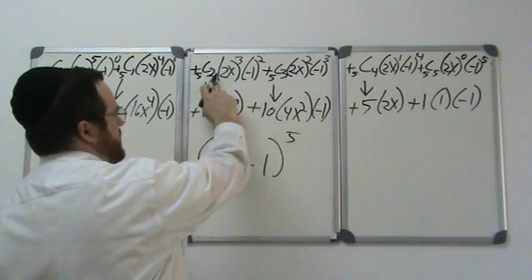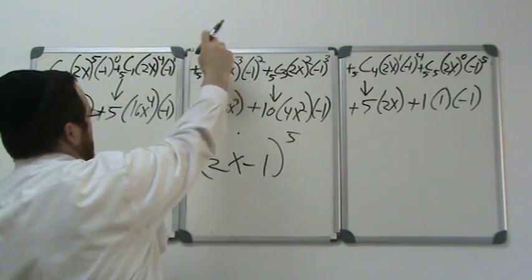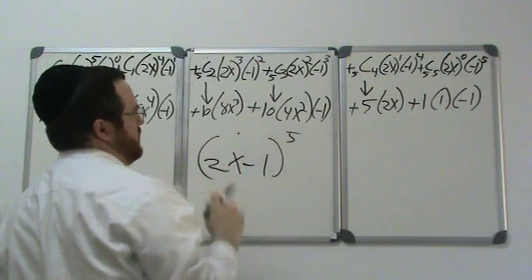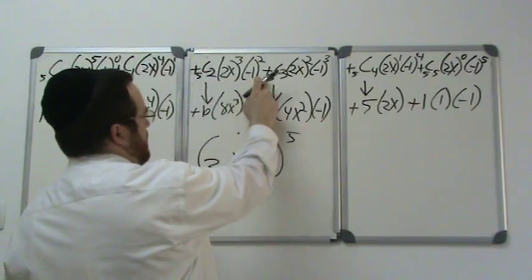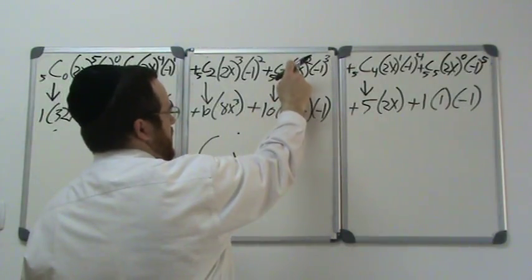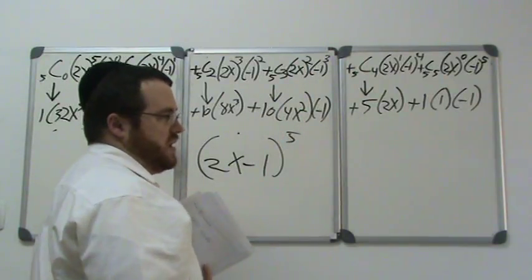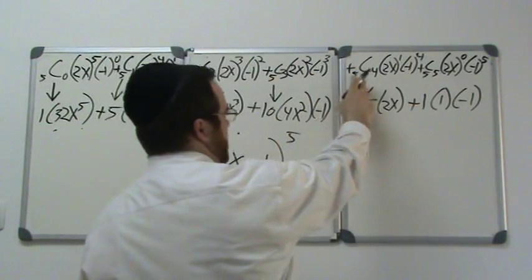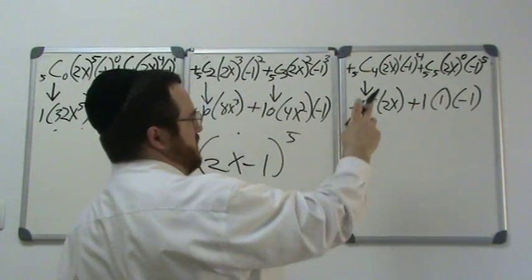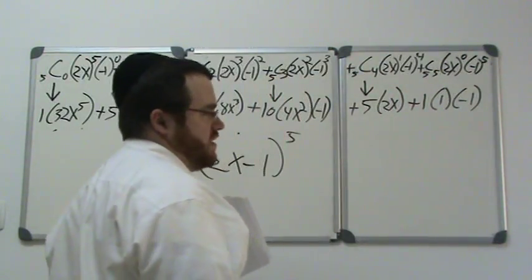Plus 5 combination 2, times the 2x, now going down. You see it was at 5, it was at 4. Now the 2x is to the 3rd power, and the powers of negative 1 are going up. Negative 1 is to the 2nd power. Plus 5 combination 3, times 2x raised to the 2nd power, and negative 1 to the 3rd power. Plus 5 combination 4, times 2x to the 1st power, negative 1 to the 4th power, plus 5 combination 5, times 2x to the 0 power, and negative 1 to the 5th power.